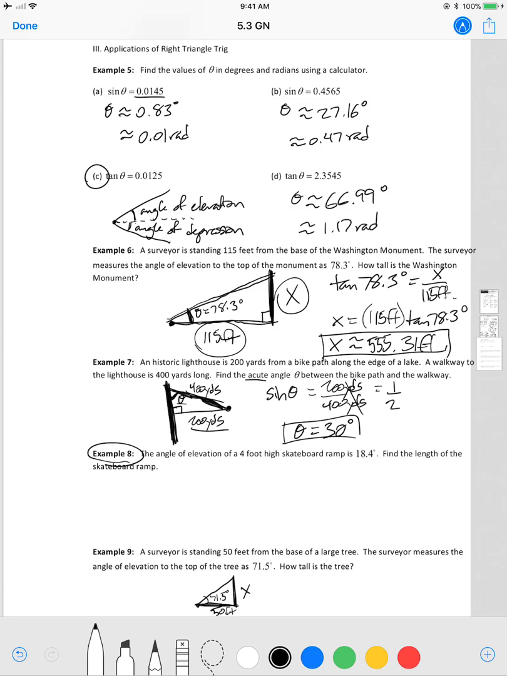What is this side length? I have the angle, I have the opposite over the adjacent side, so I'm going to look at the tangent of 71.5 equals opposite over adjacent. This problem is exactly like example 6, where when I solve for x, I'm going to have 50 feet times the tangent of 71.5 degrees. Plug all that into a calculator, and I'll get about 149.43 feet tall.